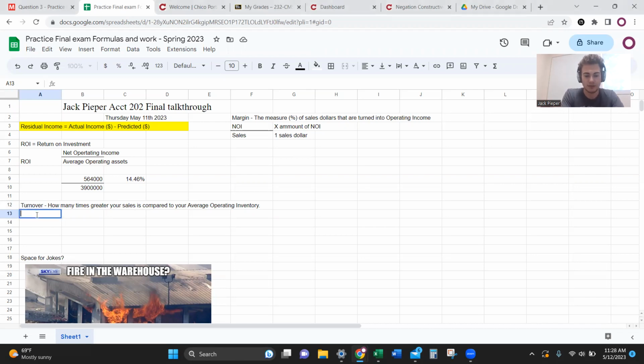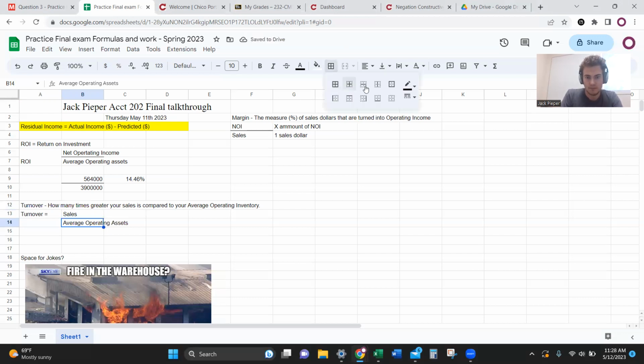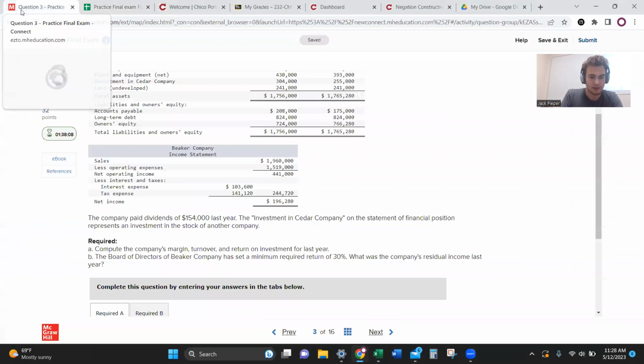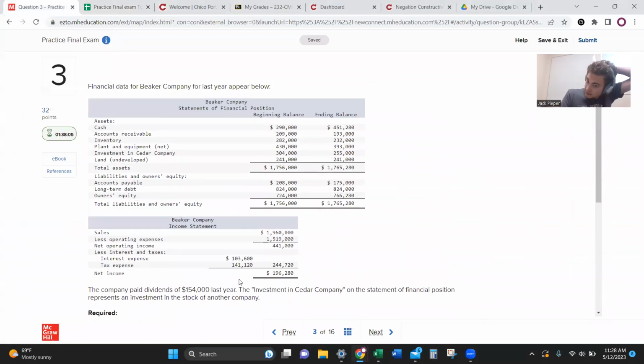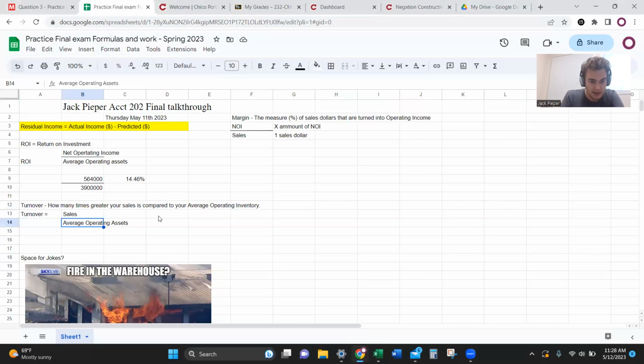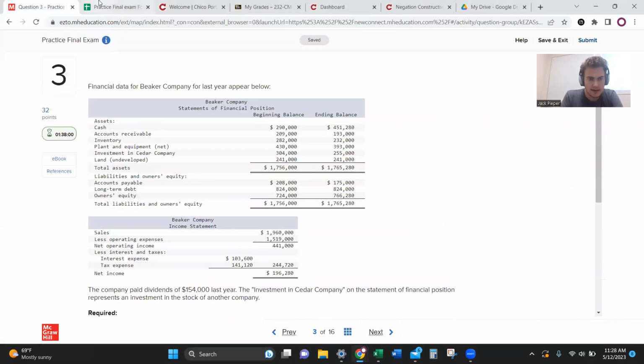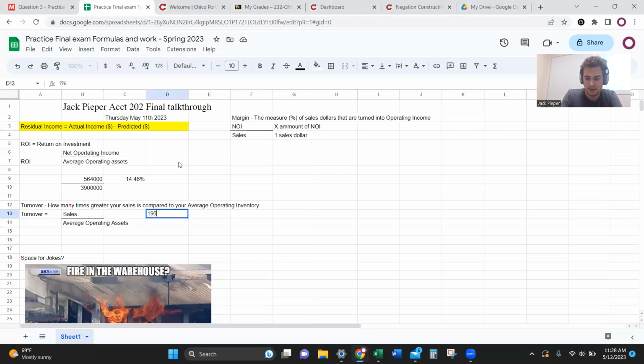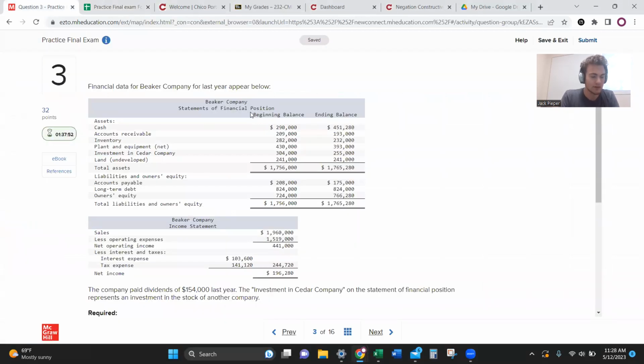Okay, so let's go over the actual definition. Turnover is equal to sales divided by average operating assets. So we'll do our sales divided by our average operating assets. We don't have our average operating assets here, but we do have our sales, so let's get at least one down. So 1,960,000 divided by our average operating assets.